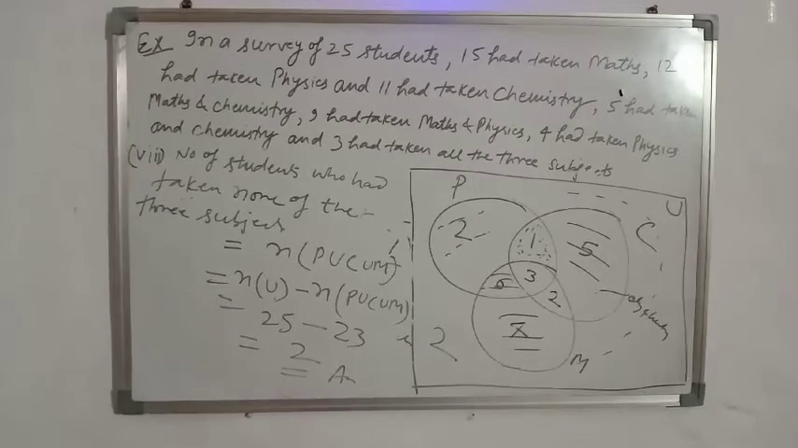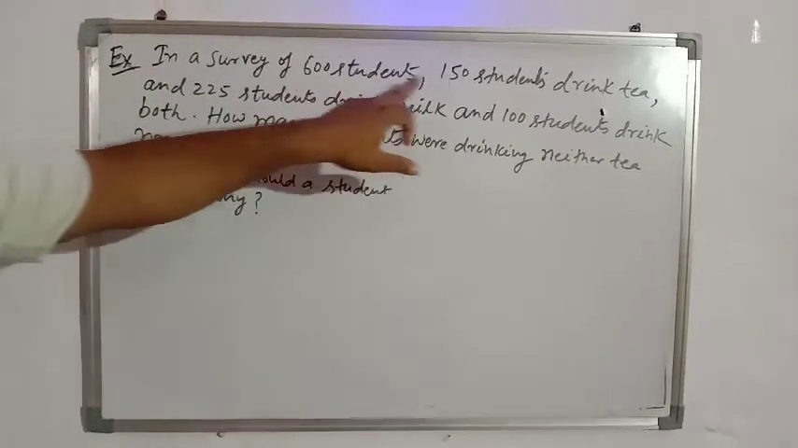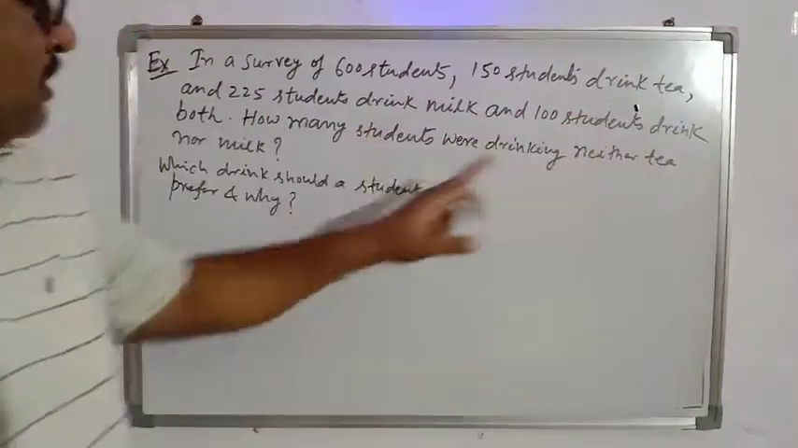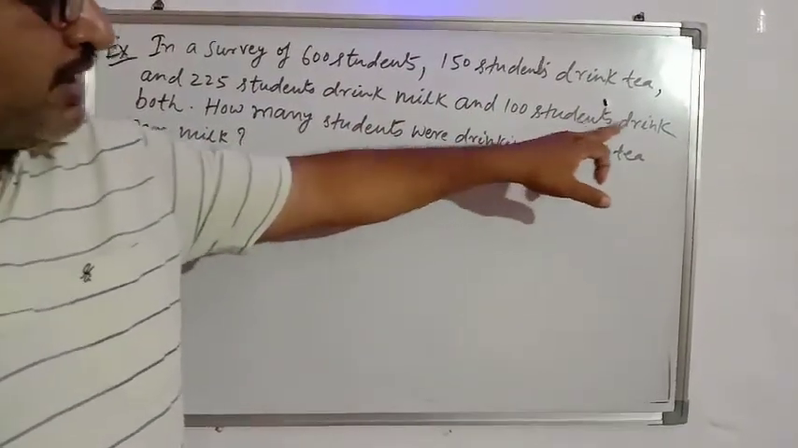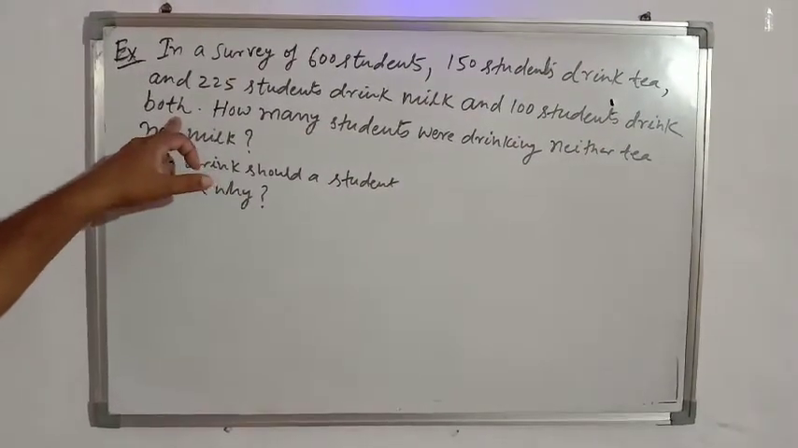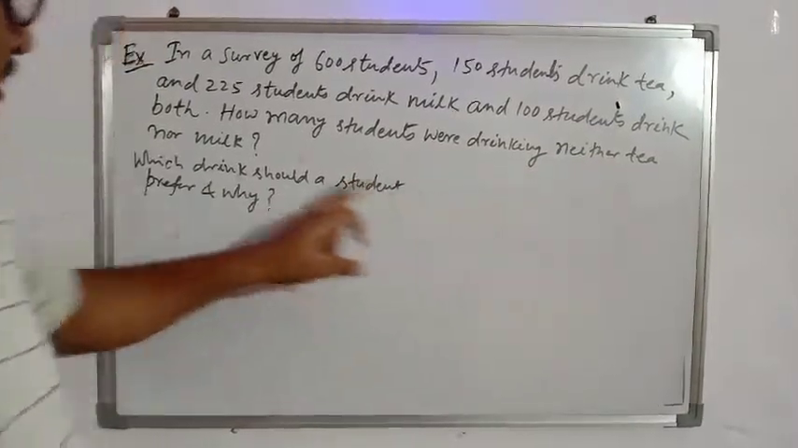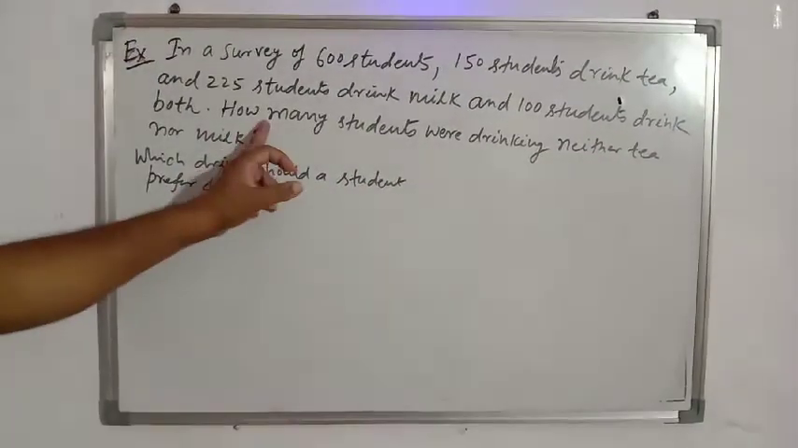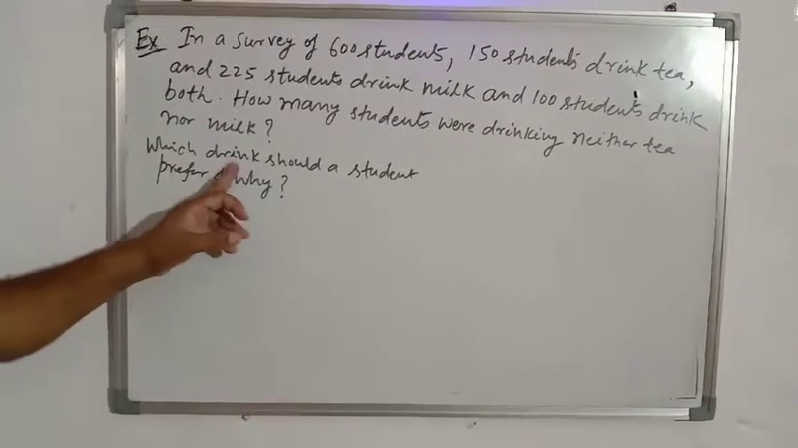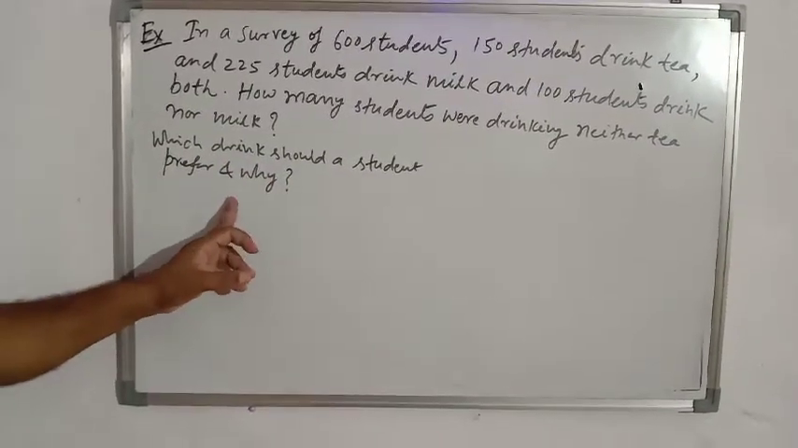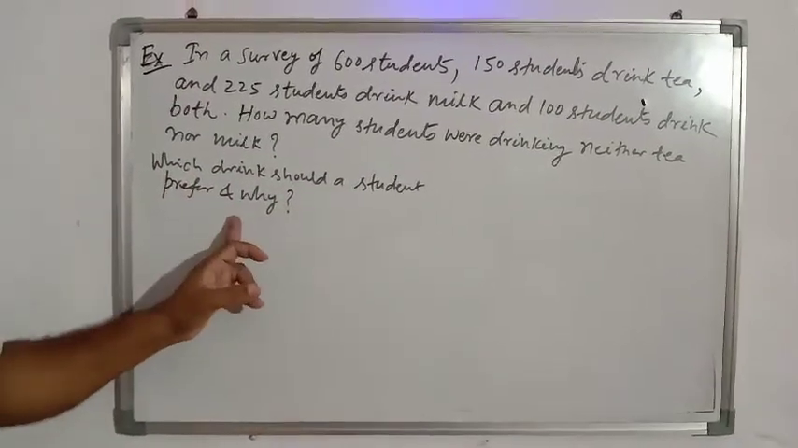We will see one more example. See this question. In a survey of 600 students, 150 students drink tea, 225 students drink milk and 100 students drink both tea and milk. How many students were drinking neither tea nor milk? We have to find how many students are not taking any drink. And also we have to reply which drink a student should prefer and why.